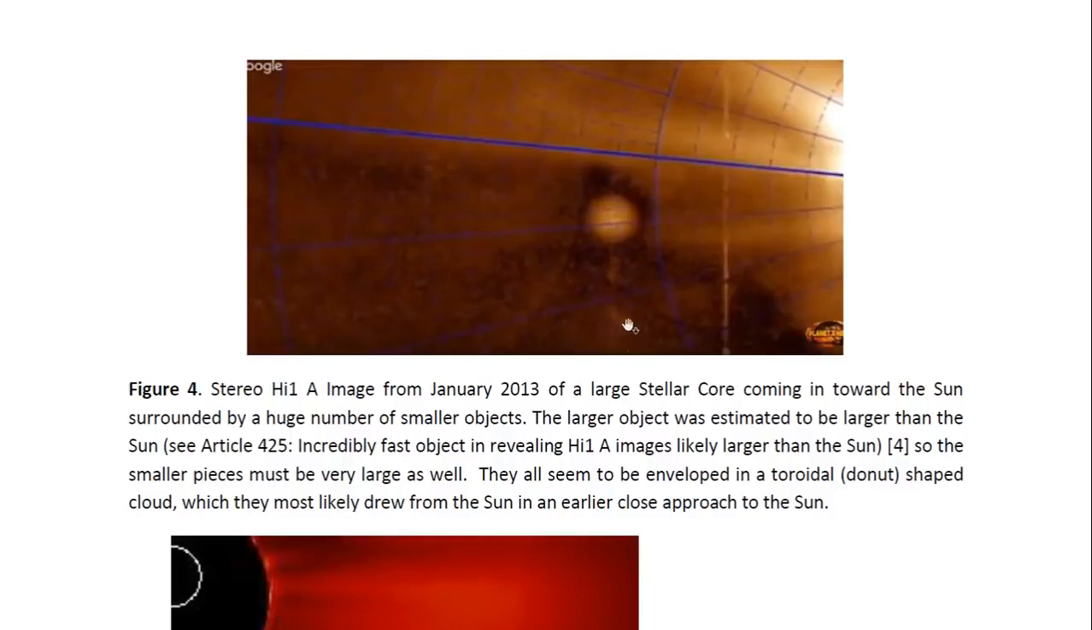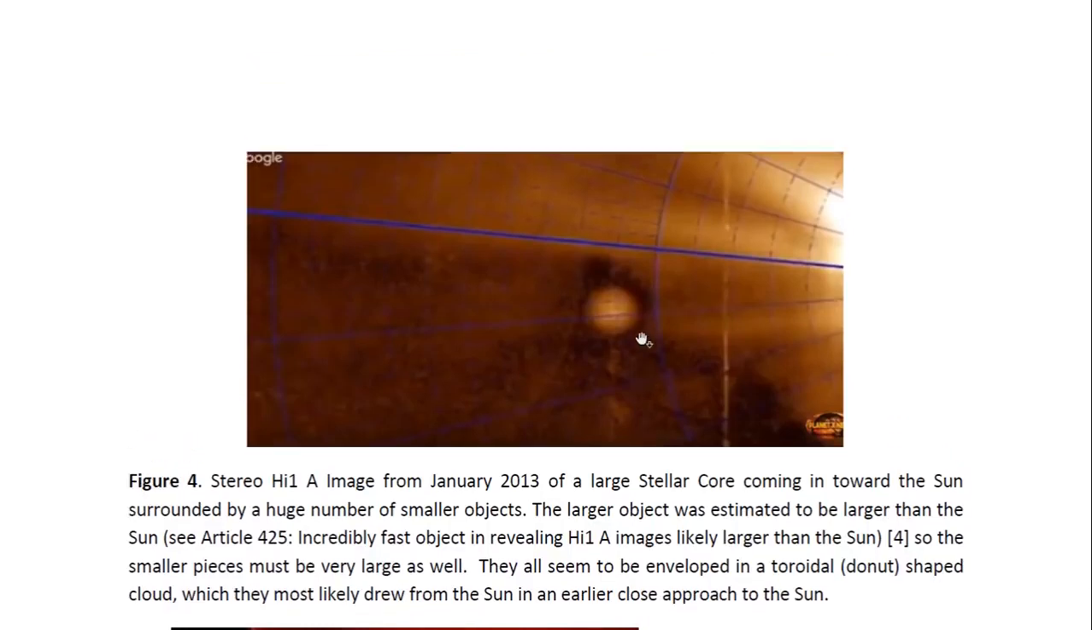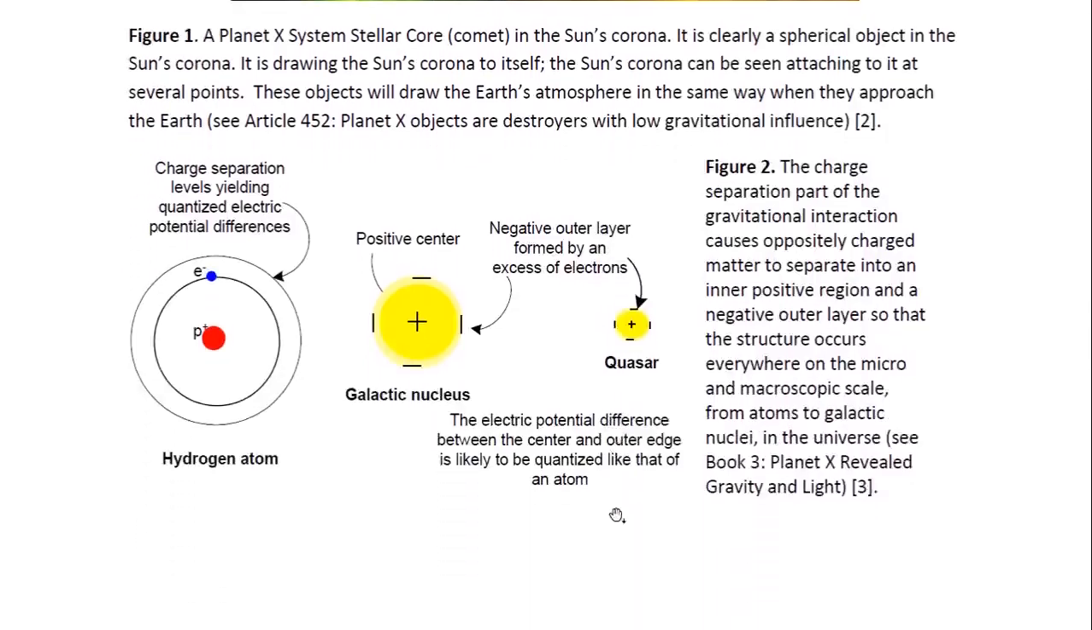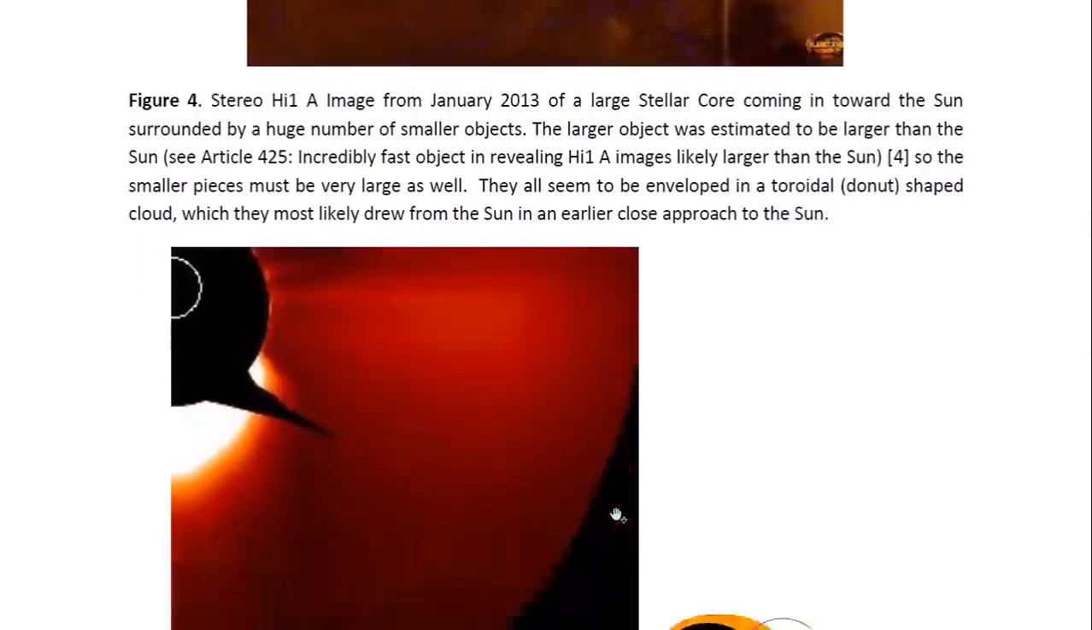But all these pieces seem to be enveloped in a toroidal or donut-shaped cloud, which they most likely drew from the sun in an earlier close approach to the sun. Because remember, we can see that when they arrive in the sun's corona, they seem to draw that part of the sun, which is the sun's atmosphere, towards themselves.